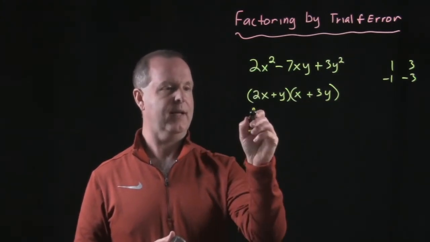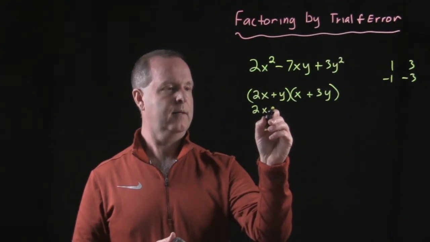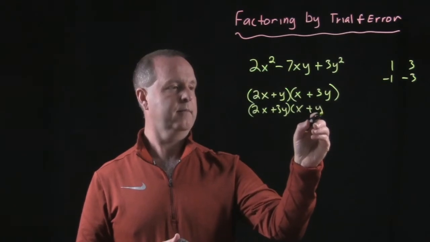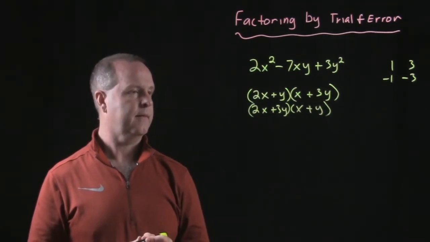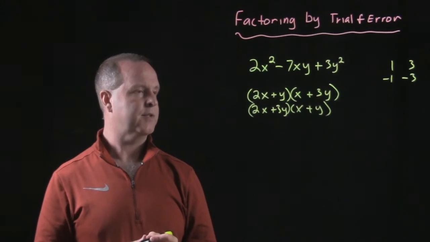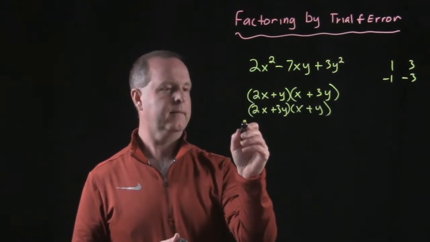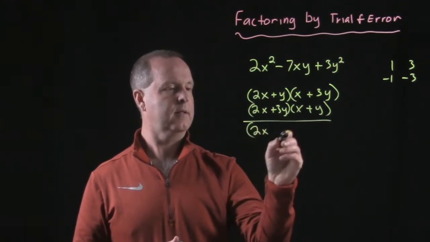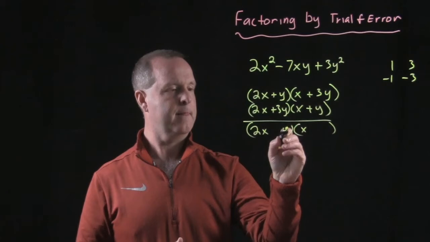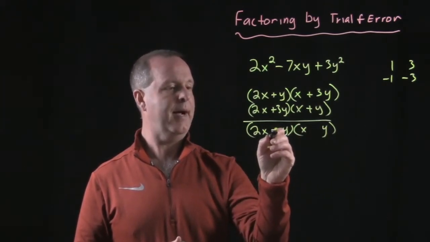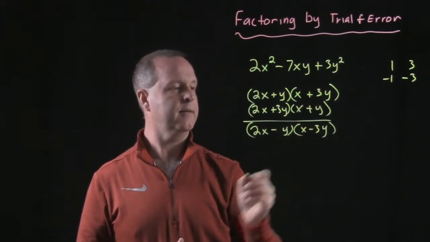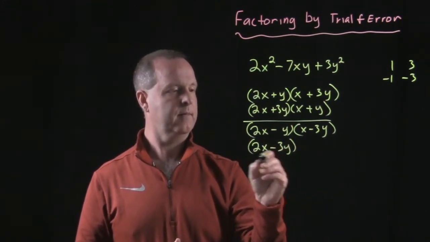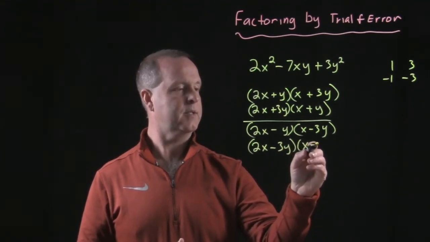Switch those around, so that can be 2x plus 3y, x plus y. All right, so those are the two options for the first one. Two options on this one makes a 2x. Let me do my parentheses first. So 2x minus y and x minus 3y. Switch those around, so it's 2x minus 3y and x minus 1y.